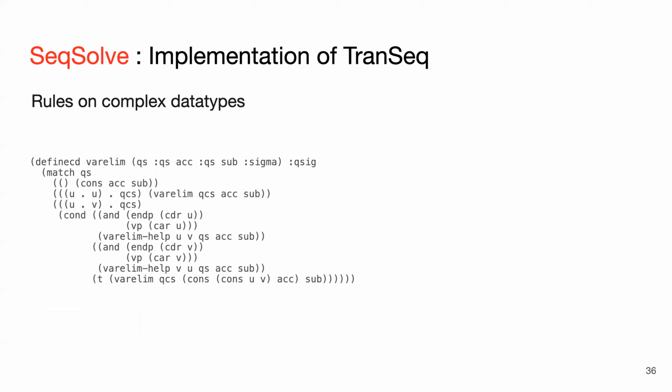In ACL2S, we can also define rules on complex data types. Our var elimination rule is defined such that it accepts a set of equations. It has an accumulator for equations because it is tail recursive. It has a substitution sigma, and it returns a pair of substitutions and string equations. If this is admitted, then it means that this function is terminating and it respects the types.